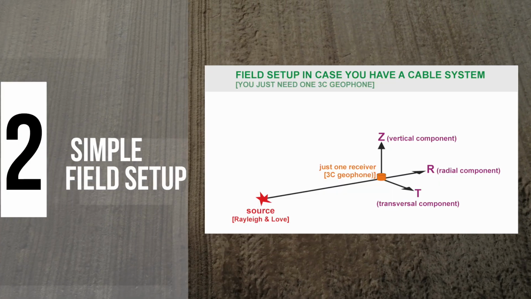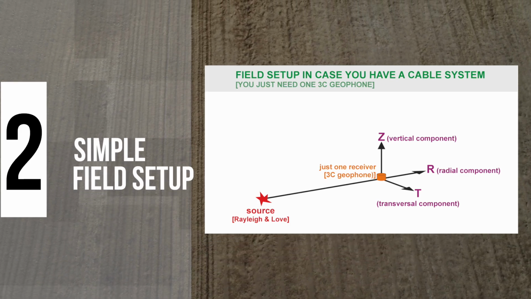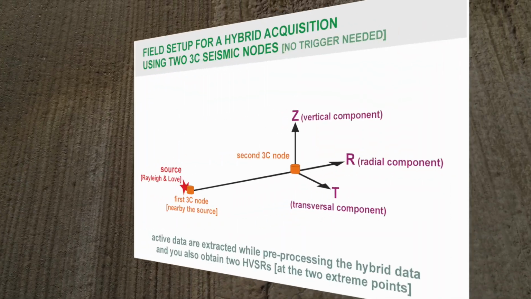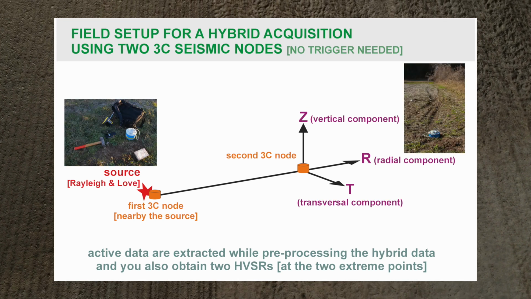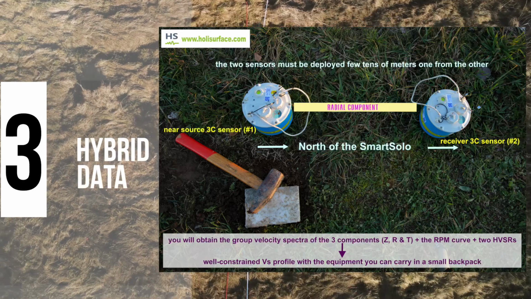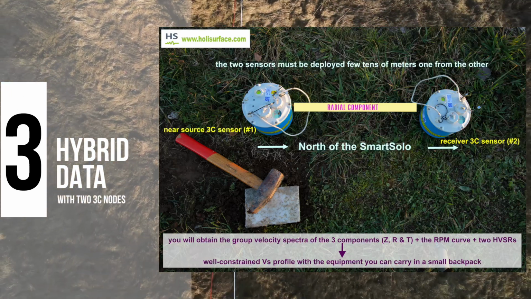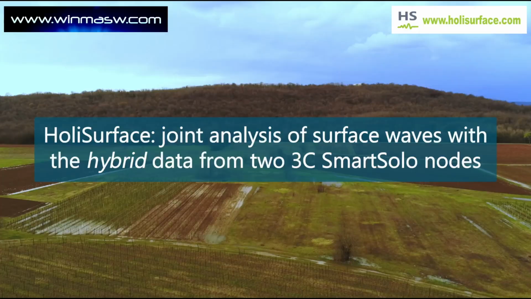Simple field setup. You need just one or two 3-component geophones: one in case you are using a cable system, or two in case you are working with 3C seismic nodes. No trigger required. With two 3C nodes, you can acquire hybrid data: active and passive data recorded together in the same file with the same setup.